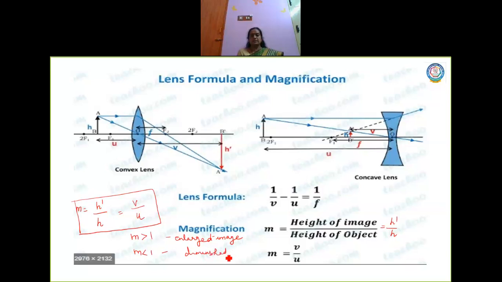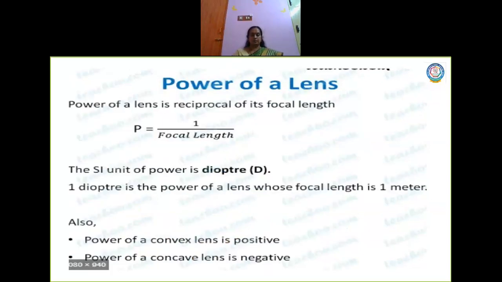All these are very, very important formulas to solve the problem. All these formulas are used only to discuss the problems. Okay, next we'll move on to the final formula, which is nothing but power of the lens. How do you measure the power of a lens?